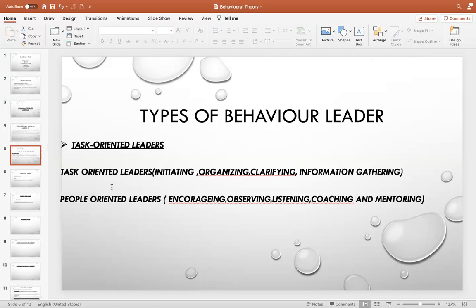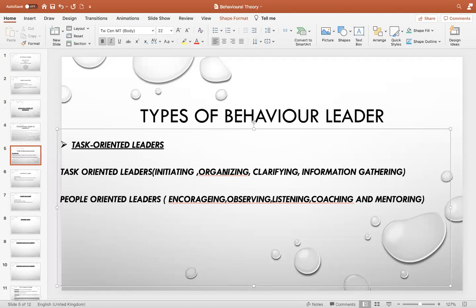Task-oriented leaders exhibit the following behaviors: initiating, organizing, clarifying, and information gathering. And people-oriented leaders, unlike task-oriented leaders, put more effort into seeing to the human needs of their team and motivating them through that. It's not that they don't focus on the task or system, they just put more time and behavioral focus on their team as people with wants and needs.